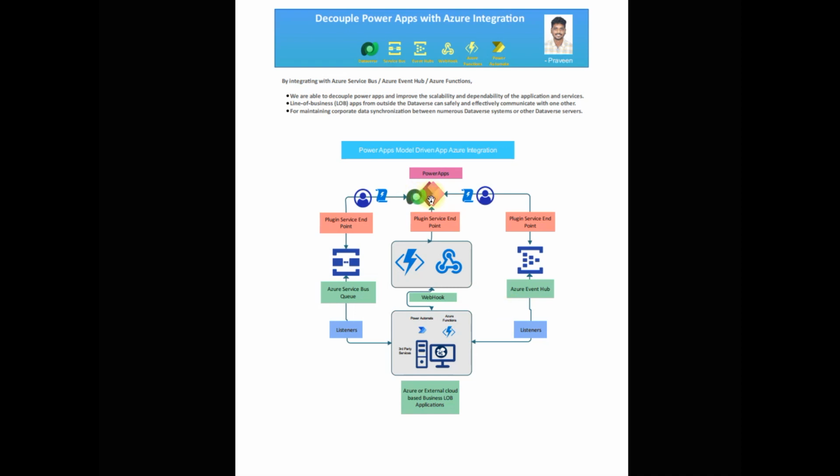Let's consider this as a model-driven app. So whenever the user adds an item to the account entity via the form, the message of the newly added item will be sent via the service endpoint to the Azure Service Bus queue. Once the message has reached the Azure Service Bus queue, the listeners will pick the message from the queue via the third-party services, and it will process the message based on the business needs.